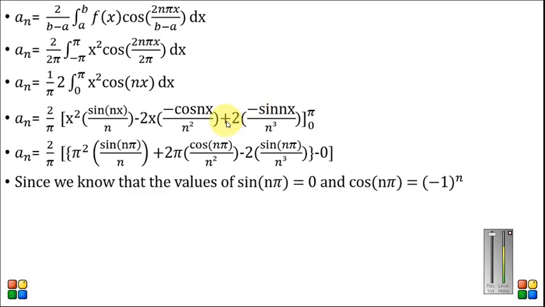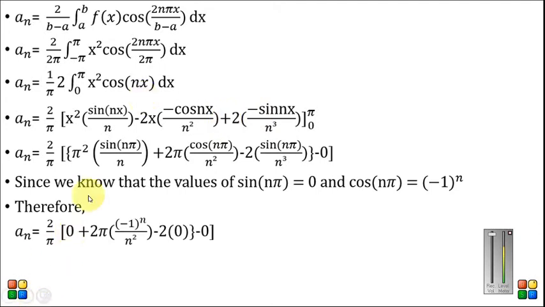Since we know that the value of sin n pi equal to 0 and cos n pi equal to minus 1 to the power n, right? So we'll put the value of sin n pi and cos n pi here, and what we'll get, 2 upon pi. The value of sin n pi will be 0, that's why it is 0, plus 2 pi. The value of cos n pi is minus 1 to the power n upon n square, and minus 2 into sin, the value of sin n pi will be 0, that's why it is 0. Then after solving this, what we'll get, an equal to 4 into minus 1 to the power n upon n square. This is our third equation. a naught will be our second equation and an will be our third equation.